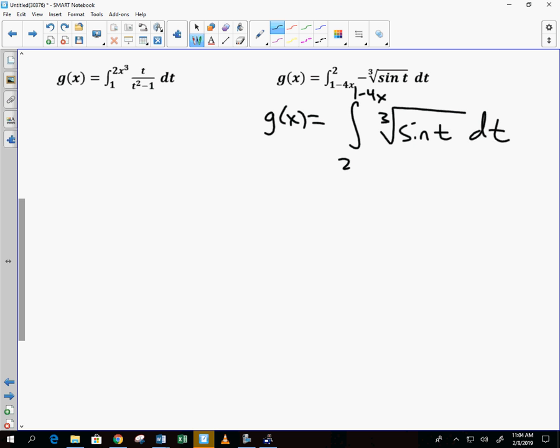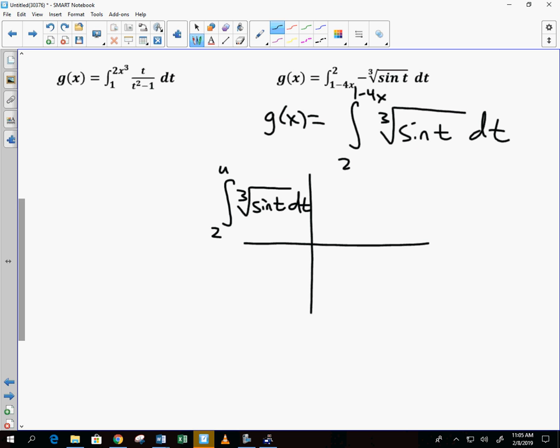I'm going to take that derivative. I can't just cancel everything off because I have the 1 minus the 4x. So what rule do I need to set up? The chain rule. Very good. So I have the integral from what to what? 2 to u of cubed root of sine of t dt. I got rid of the negative due to flipping it.